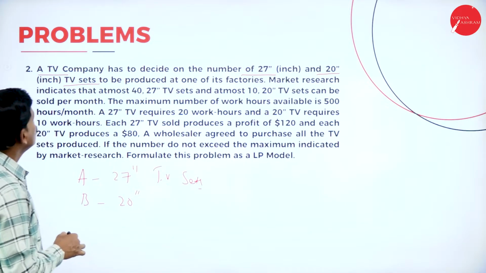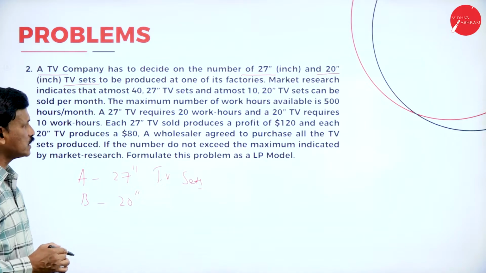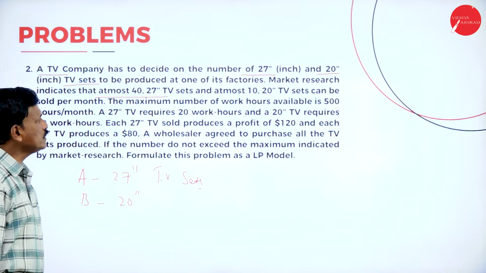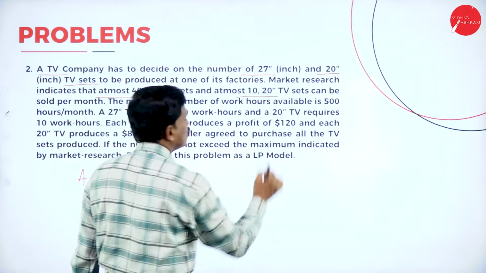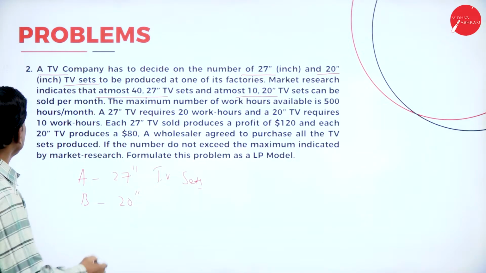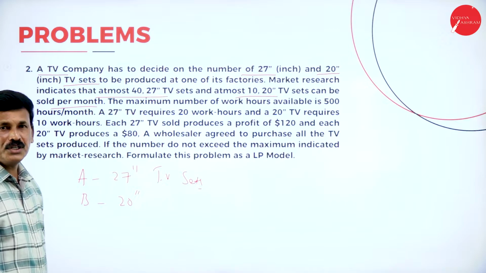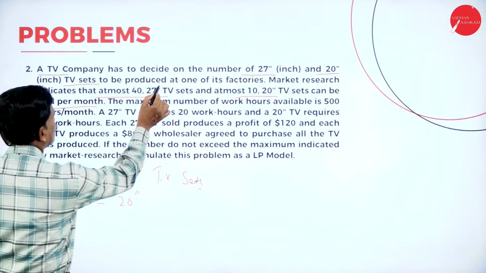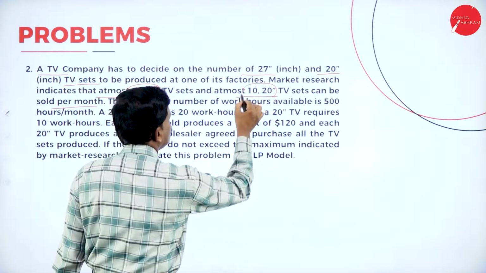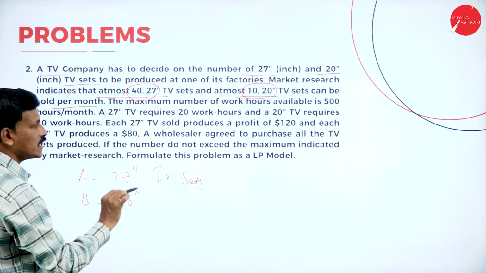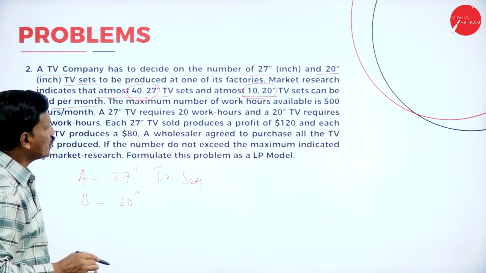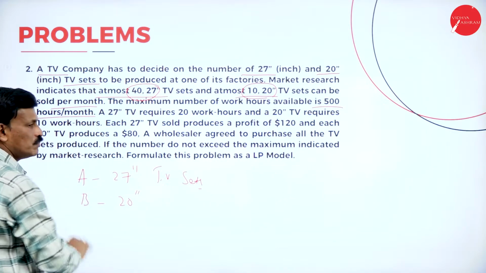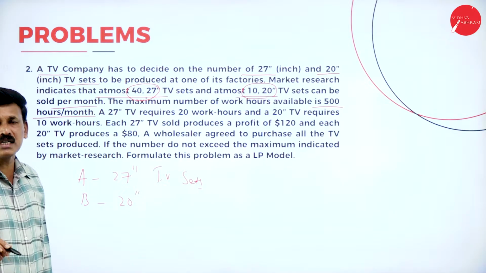Now, to be produced at one of its factories, market research indicates that at most 40 27-inch TV sets and at most 10 20-inch TV sets can be sold per month. So according to the market analysis, you can sell 40 27-inch TVs and 10 20-inch TVs per month. If such is the case, the maximum number of work hours available is 500 hours per month. This is also important. The availability is 500 hours per month.